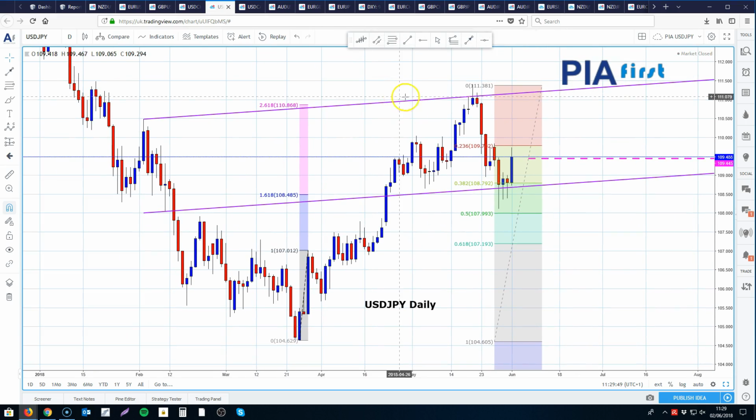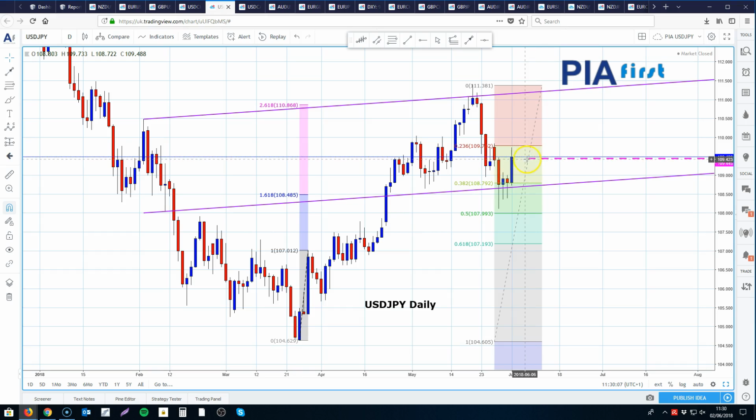Found sellers, but we've stalled to the downside at this trendline support. Now, the reason I've highlighted this level here, 109.44, is our bespoke resistance, and we have closed the week below that level.